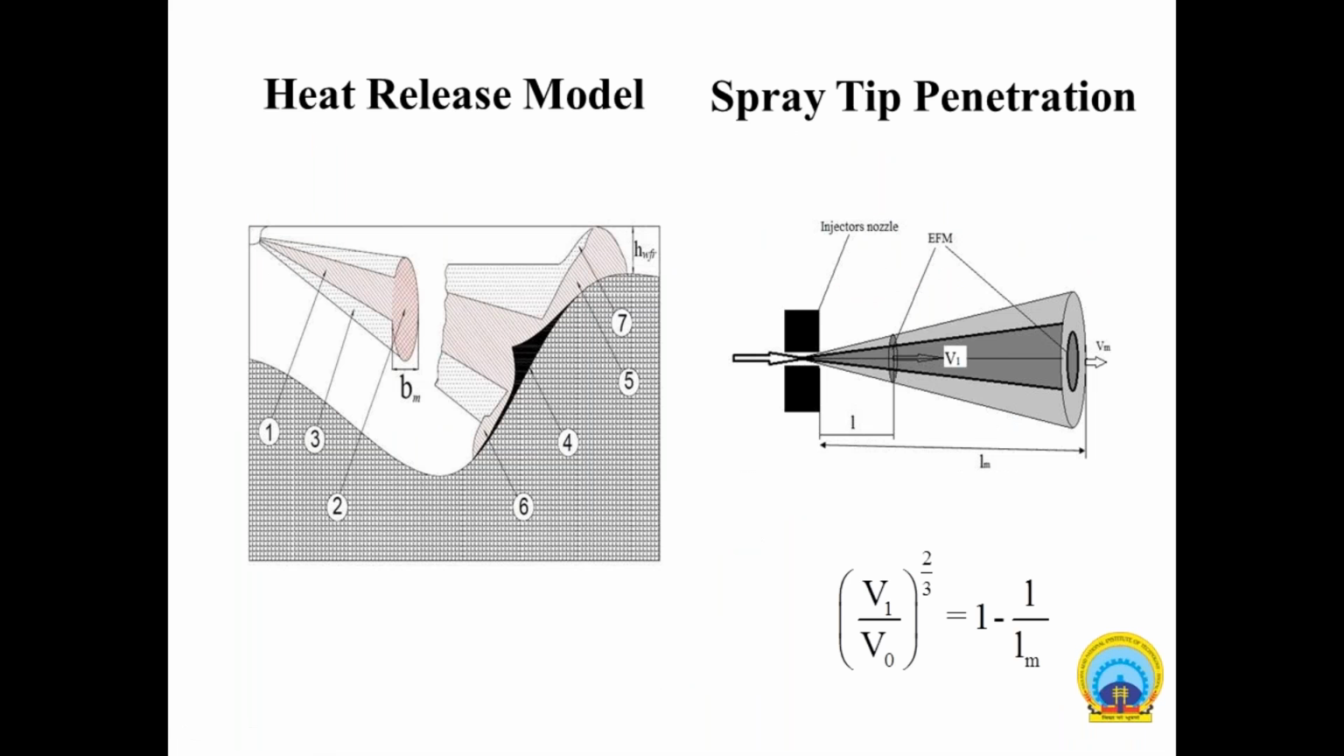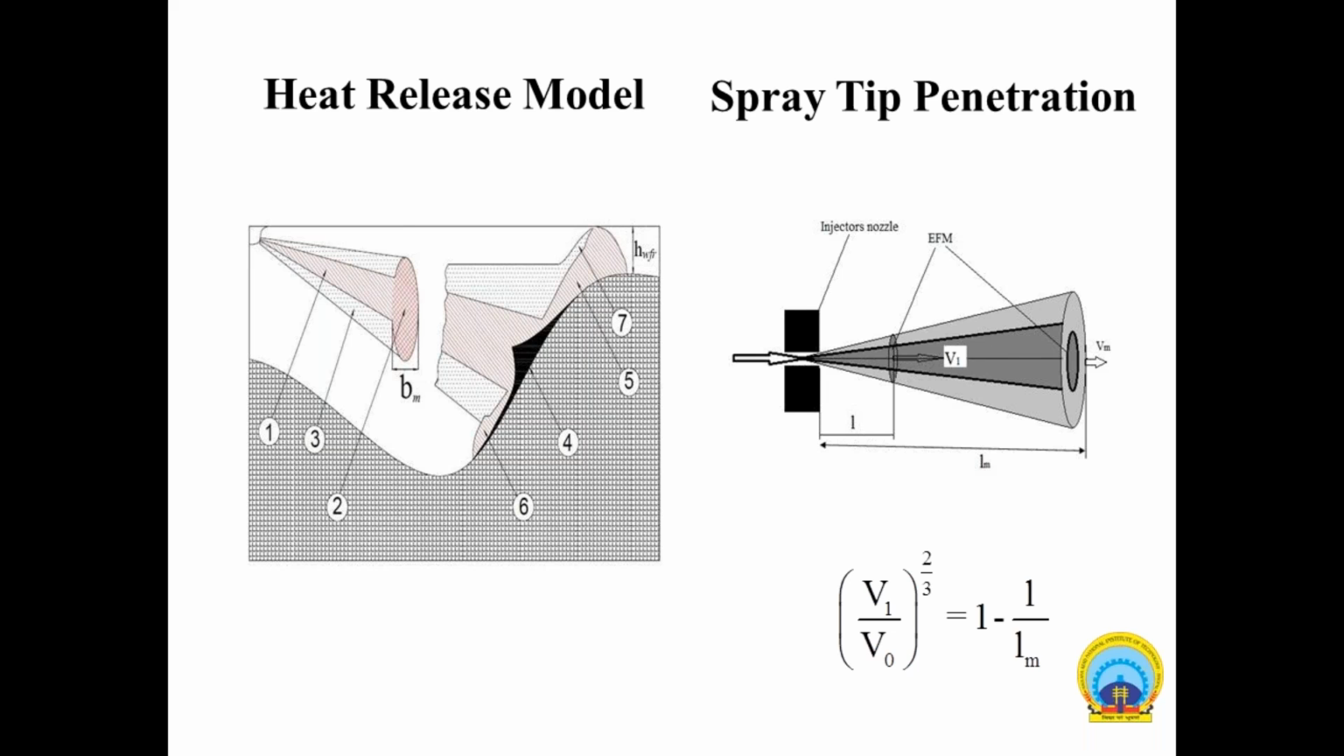This heat release rate model is very important when we are talking about the combustion parameters in the SI engine, and spray tip penetration. So in the heat release rate model, the distribution of fuel in each region during the spray period is shown by this figure. The fuel is sprayed in two stages: before jet impingement and after impingement.